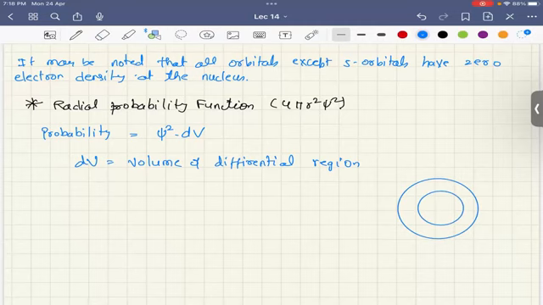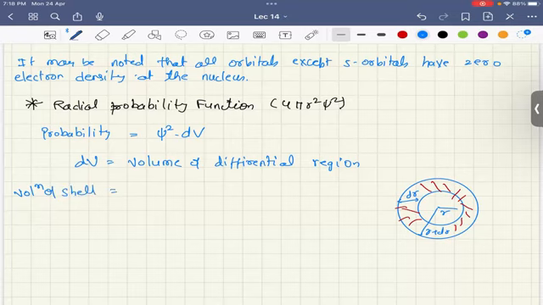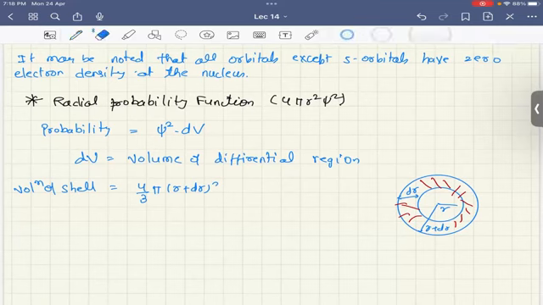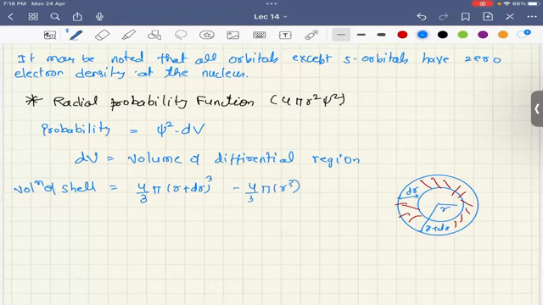So let us consider these values. Its radius is going to be r, and this is going to be r plus dr, such that this distance is dr. So the volume of this shell is going to be 4 by 3 pi (r plus dr) cube minus 4 by 3 pi r cube, which is nothing but 4 by 3 pi, taking the constant out, (r plus dr) cube minus r cube.